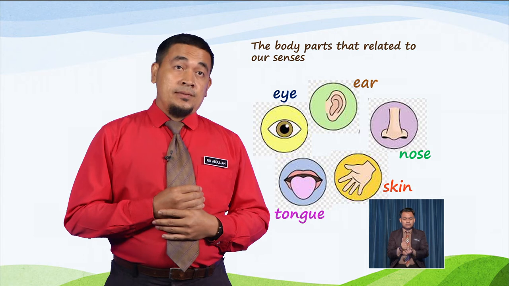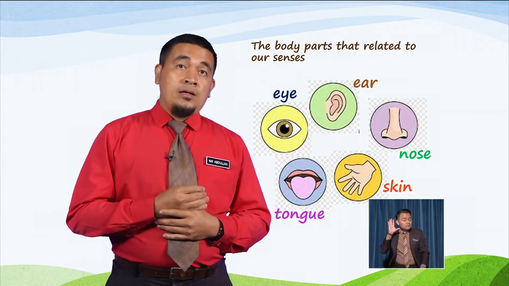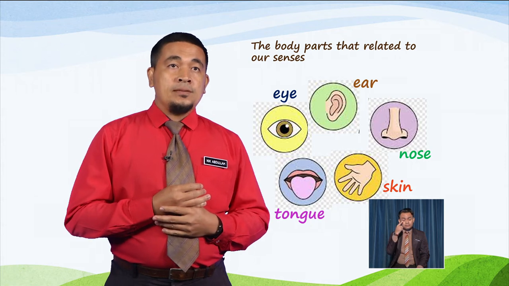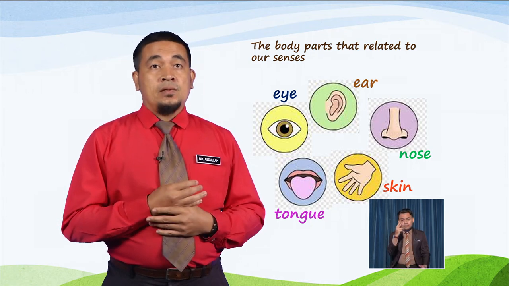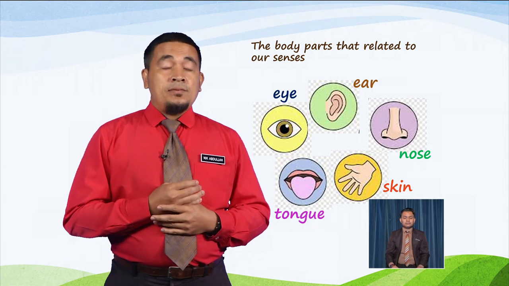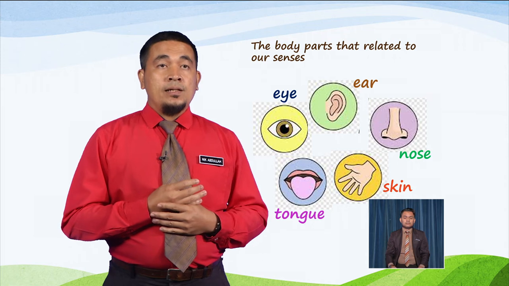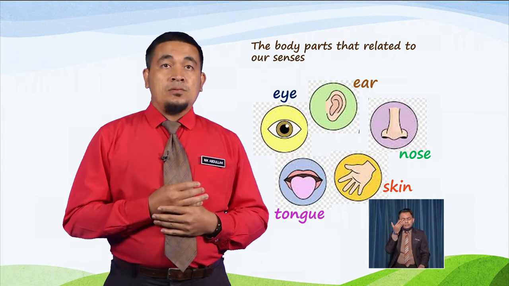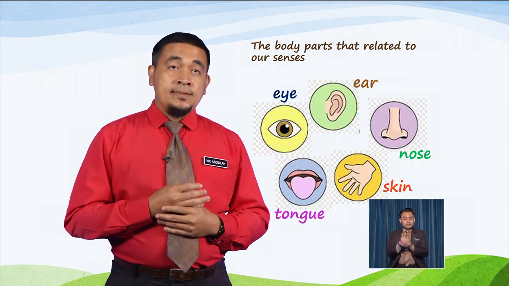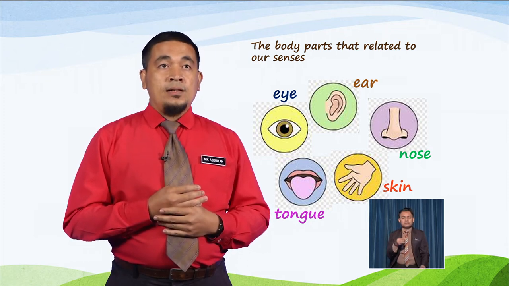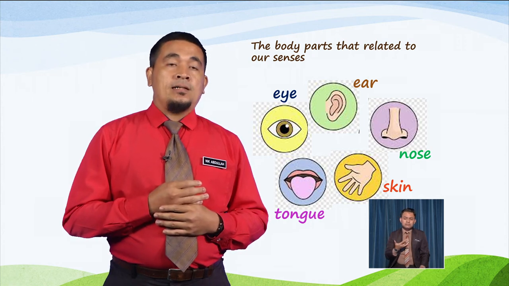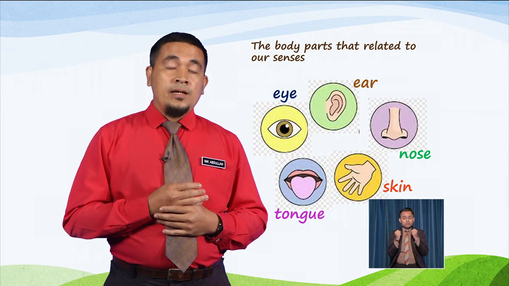With the help of our ears, we can hear and differentiate the different kinds of sound. Our eyes help us to see different objects, shapes, and colors around us. We smell with our nose. Do you know that the sense of smell is connected to the sense of taste? The tongue helps us to taste different flavors of food. The skin helps us to feel and sense things that are hot, cool, soft, and rough.